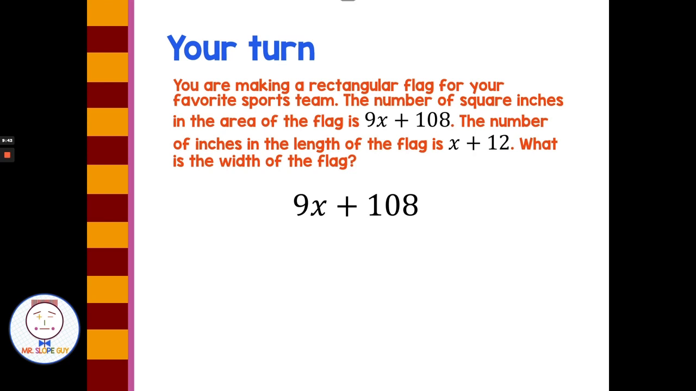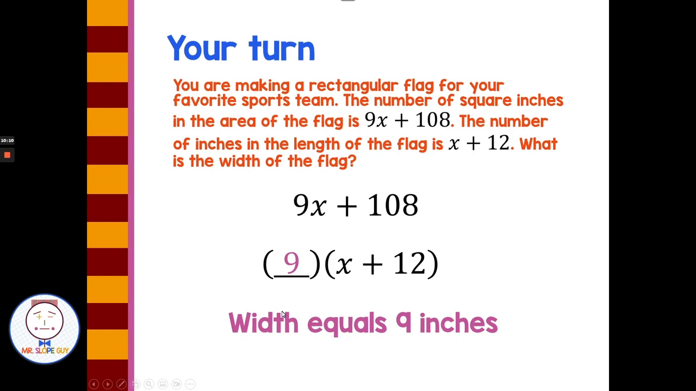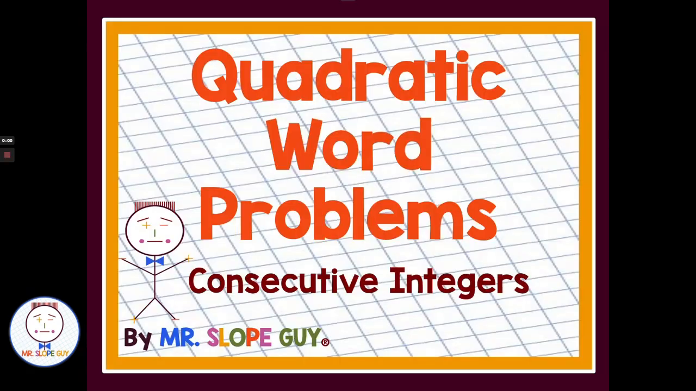Well, we know if we multiply the length and the width, we get 9x plus 108. We know one of the sides is x plus 12, so we're looking for what number times x plus 12 would give me 9x plus 108. So we can think of this as GCF or distributive property or just dividing. I think of it as what number times x is 9x? 9. What number times 12 is 108? 9. So the width of the flag is 9 inches.